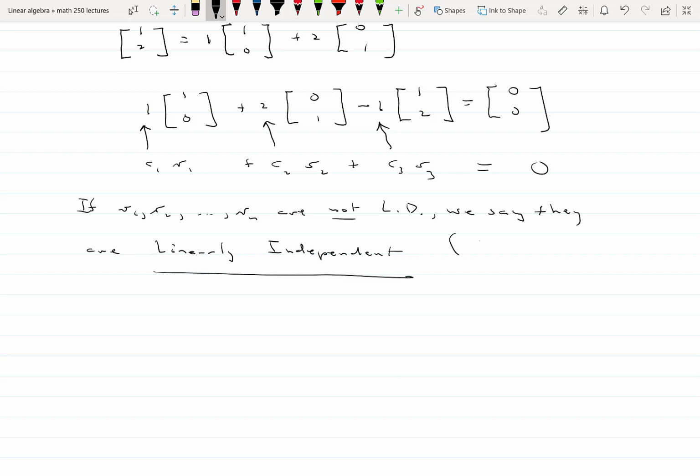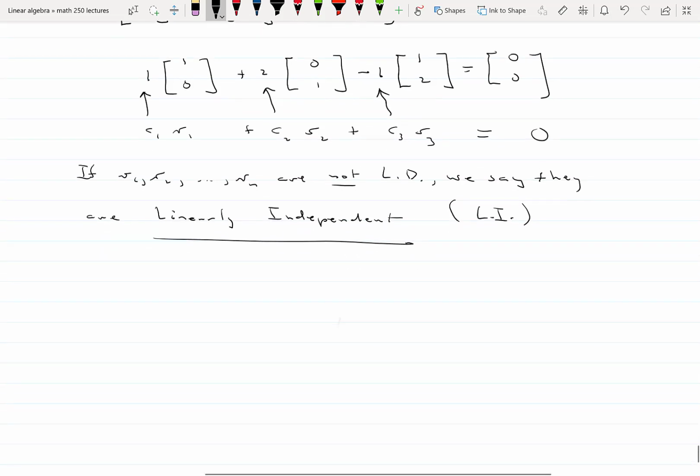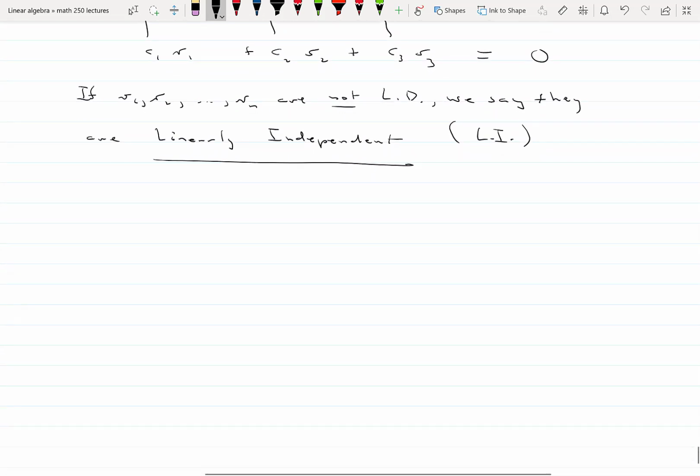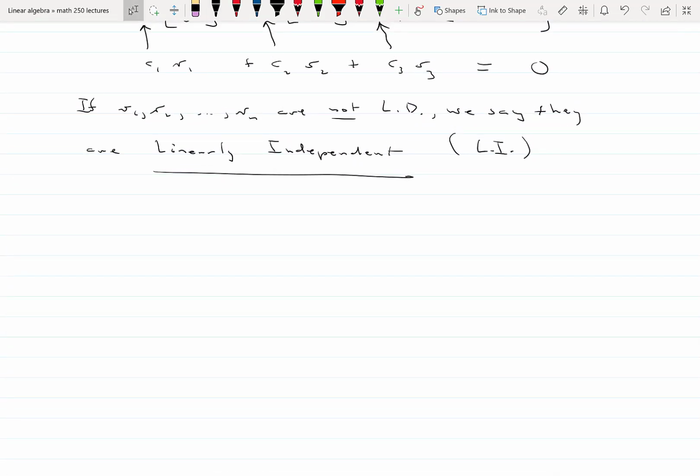Okay, and we'll be abbreviating that as LI. Linear independence, the opposite, if you will, of linear dependence, is a very, very important item. It's going to follow us through the rest of the course. Okay, so what does the strict definition of linear independence look like symbolically?